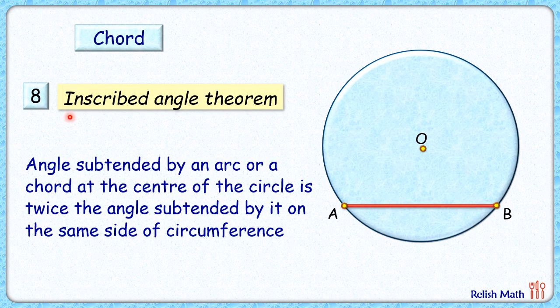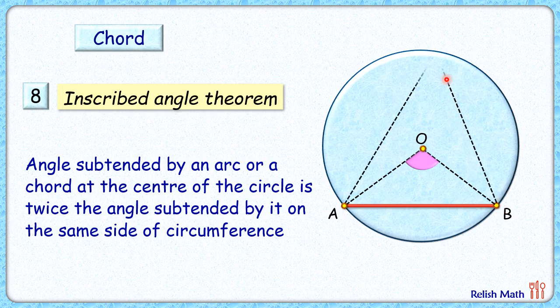Next we have here the inscribed angle theorem, one of the most important theorems. It states that for any chord in a circle, the angle it subtends at the center is always twice the angle it subtends in the remaining part of the circumference. So here the pink angle will be twice the green angle. So if the green angle is alpha, then the pink angle will be 2 alpha. Let's check the next theorem.